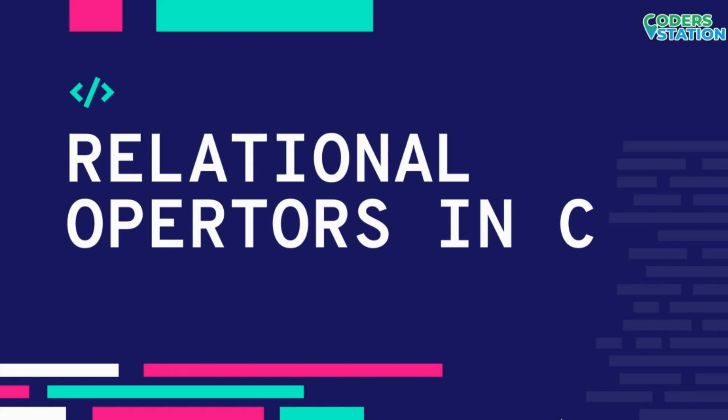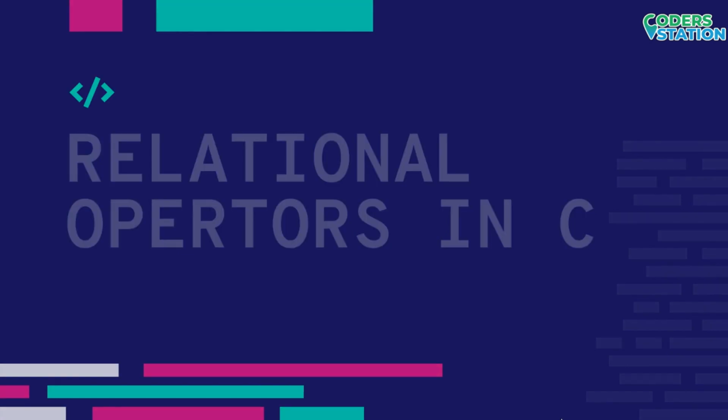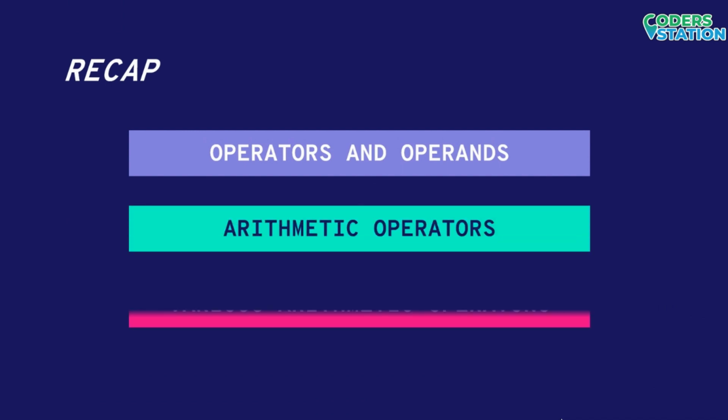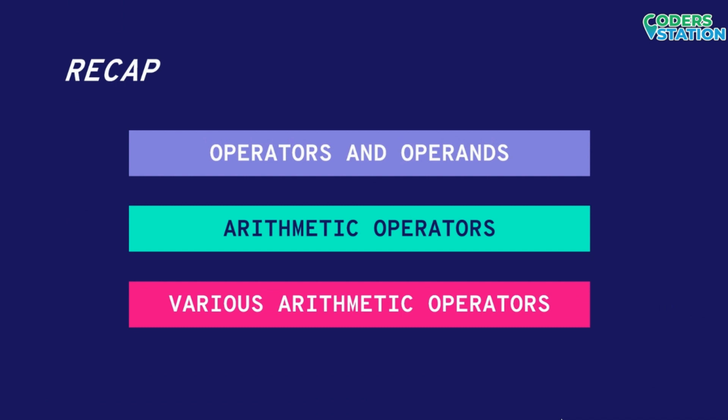Our topic today is relational operators in C. But before starting, we will have a quick recap of our previous video. In our last video, we saw what operators and operands are, along with arithmetic operators and the various arithmetic operators available in C. I suggest you first watch our previous video before continuing with this one.